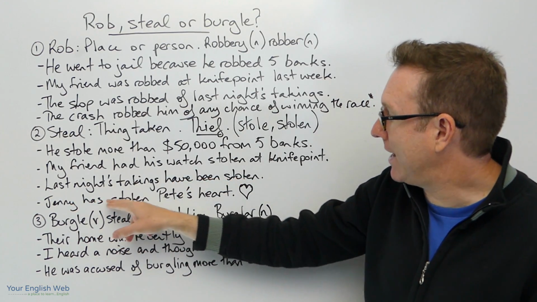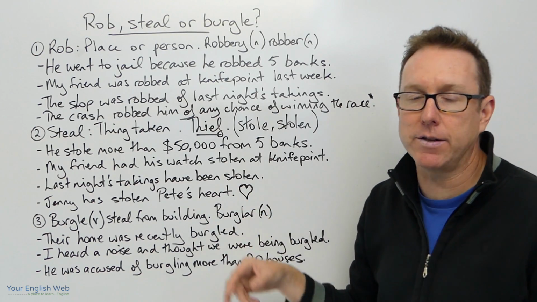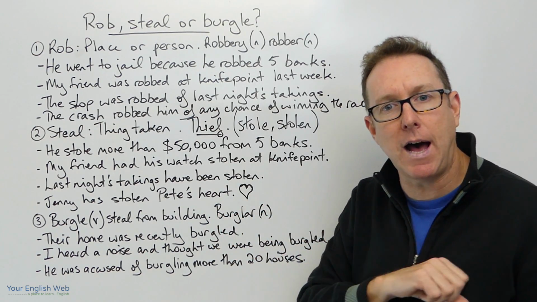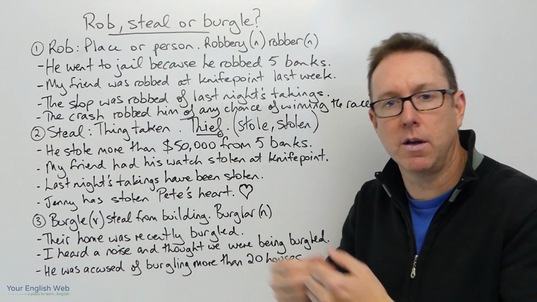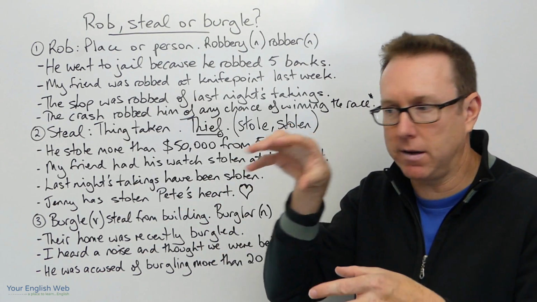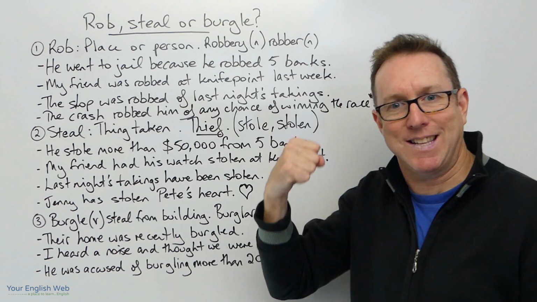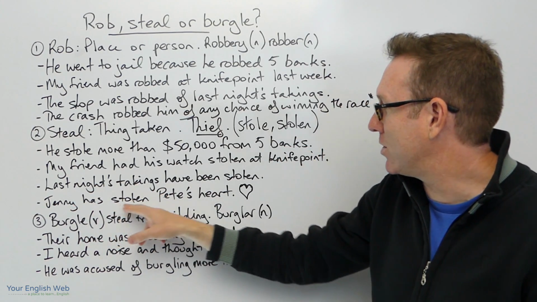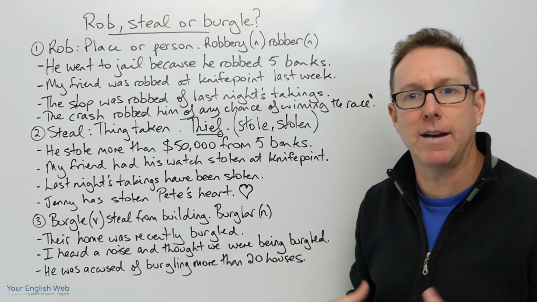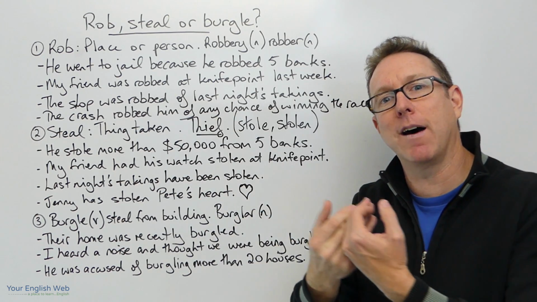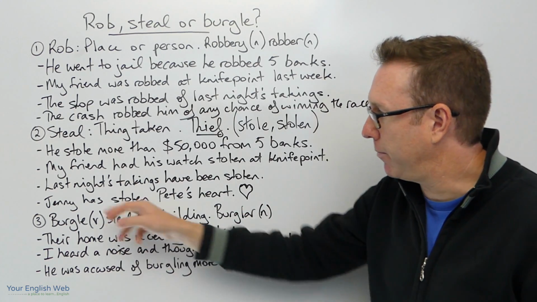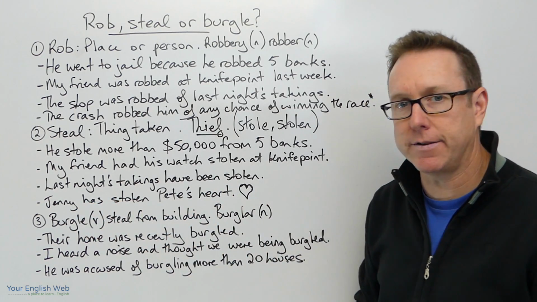And Jenny has stolen Pete's heart, okay? Pete has fallen in love with Jenny. His heart has been stolen. Metaphorically, of course, she didn't rip into his chest and steal his heart. So we're speaking metaphorically. Jenny has stolen Pete's heart. In other words, Pete is in love with Jenny. Okay? Very romantic lesson today.